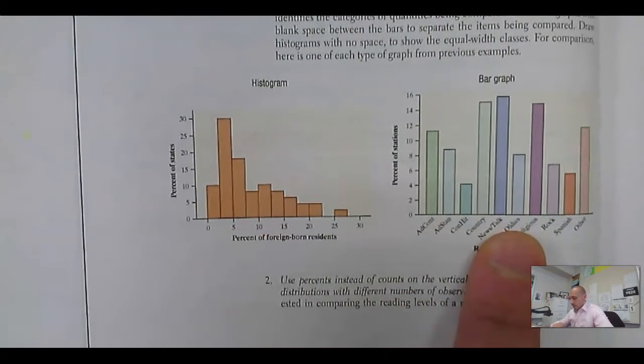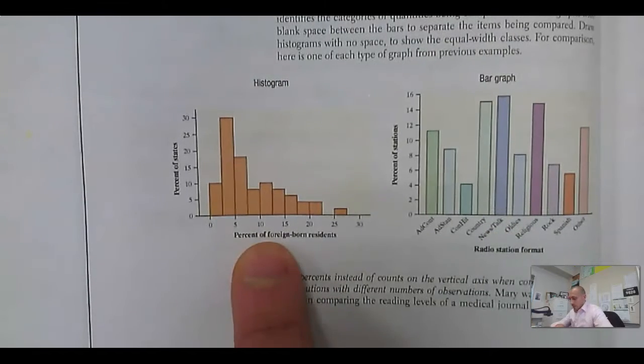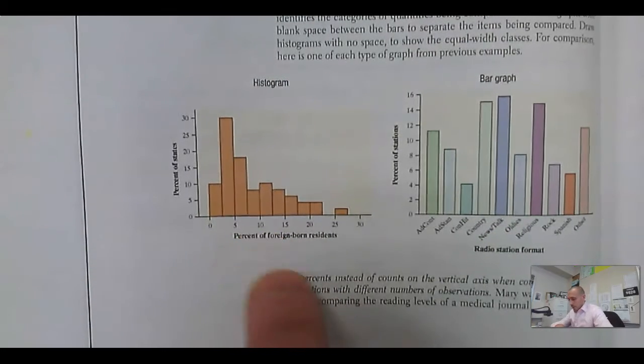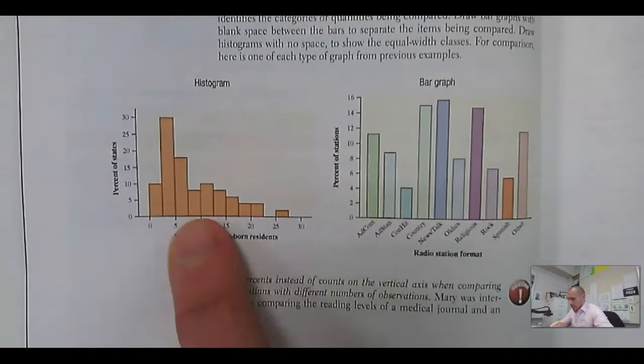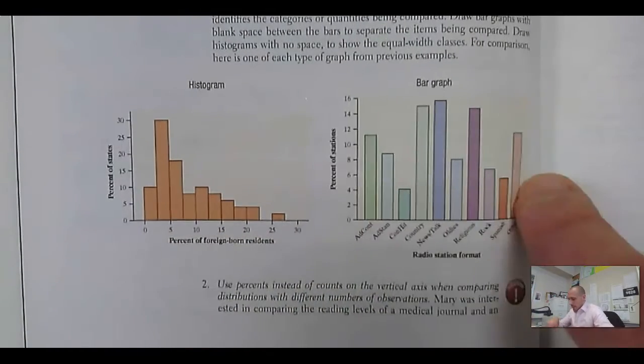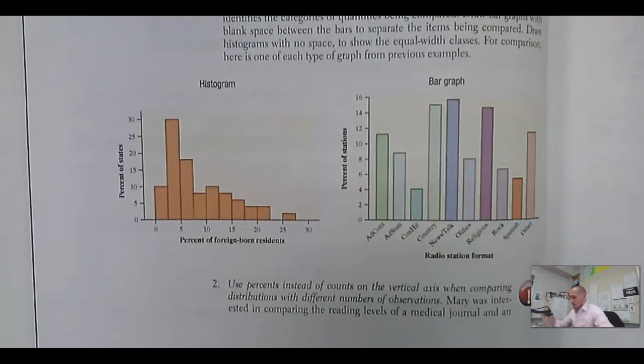Histogram, bar graph. Whoa, they look pretty similar. Are they the same? No. A histogram has no gaps between the bars, and it has labels on both axes, and it's a quantitative variable. A bar graph has gaps between the bars, labeled axes, but this is a categorical variable.